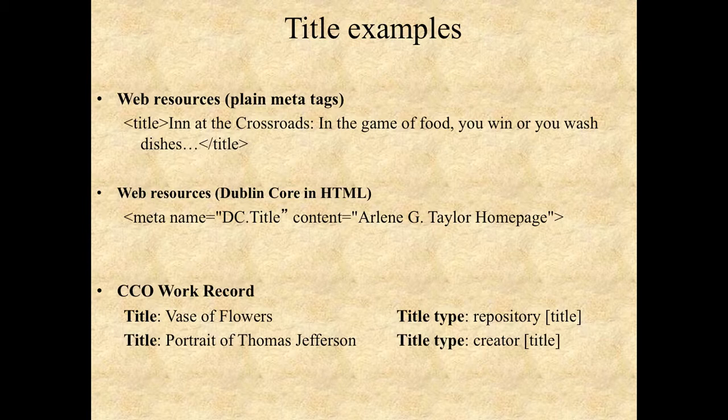So vase of flowers. You notice that it's qualified by title type, repository title. So what that means in a CCO record is that this was a supplied title, a cataloger-supplied title, rather than something that was given to it by the author, or sorry, the artist. On the other hand, with Portrait of Thomas Jefferson, we have title type creator, and that means that that actually was the title that was given to it by the artist.